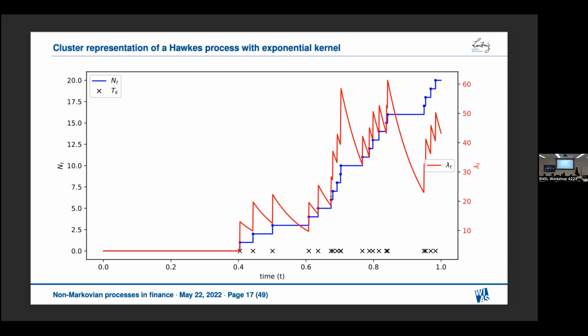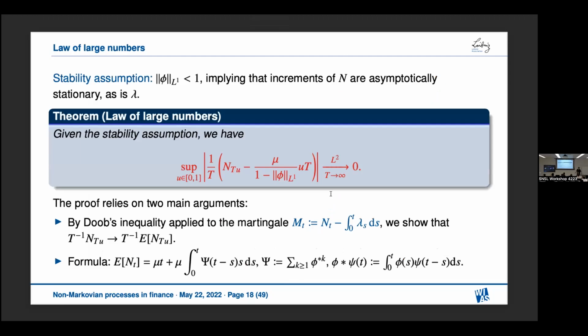So here the events seem to happen more regularly than in the other case. But actually the parameters are the same, if I'm not mistaken. So it really has the same distribution. Okay.